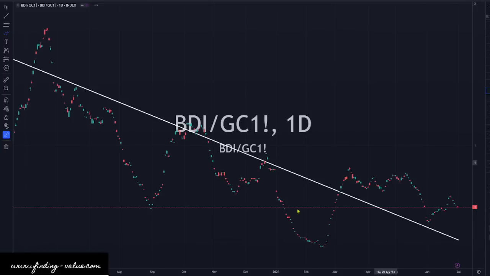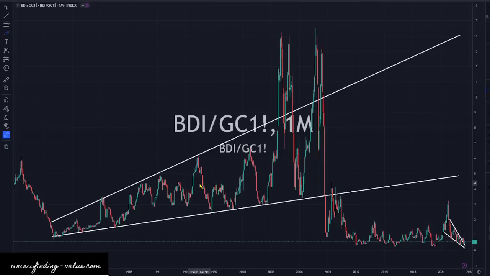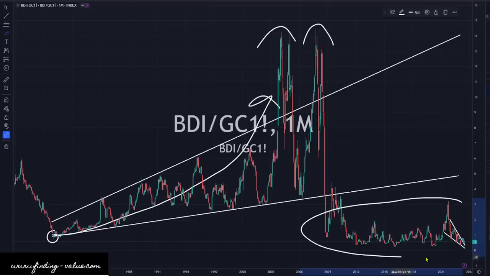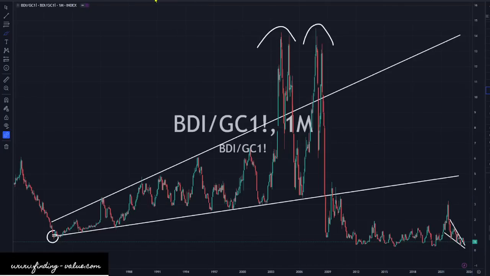Baltic Dry Index versus gold. I know some people say, oh, Baltic Dry Index, why are you comparing it to gold? Guys, it's just an inflation adjusted Baltic Dry Index. That's all it is. Here's your double top. If you notice, this ratio went from a very low level to a double top, and then we went down to a very extremely low level for a period of time. So we're in a bear market for Baltic Dry Index.